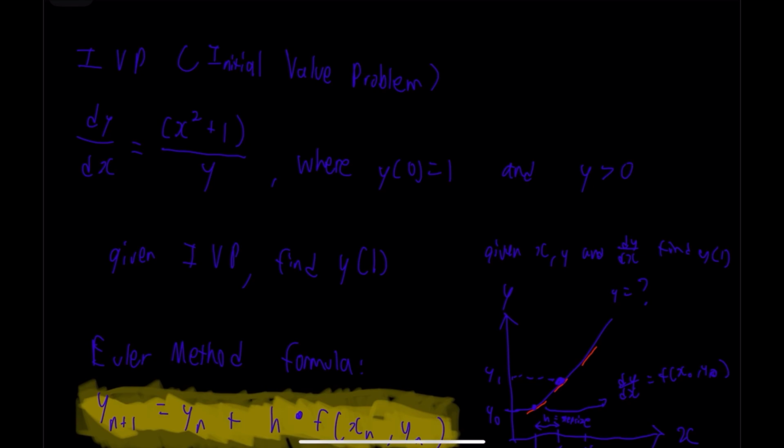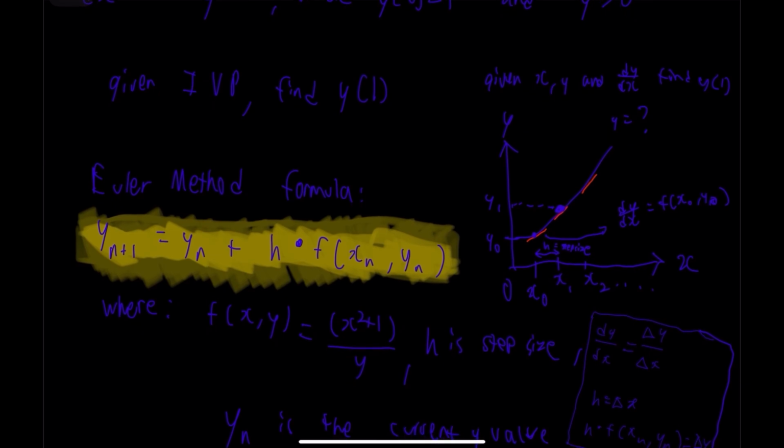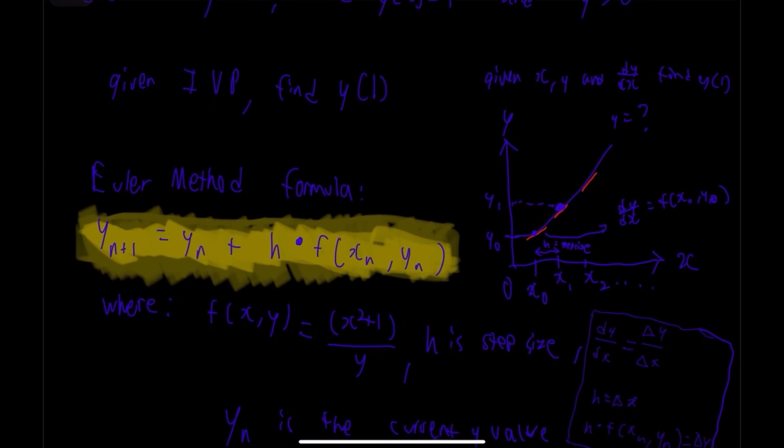Since we're given x, y, and dy/dx, but we're not given the equation of the curve, we'll be using Euler's method formula. And that formula says that y(n+1) equals yn plus h multiplied by f(xn, yn). And how this formula works is that f(xn, yn) will be the gradient or the slope, aka dy/dx that we're given, where h is the step size, aka how much we'll be increasing our value of x by each time.